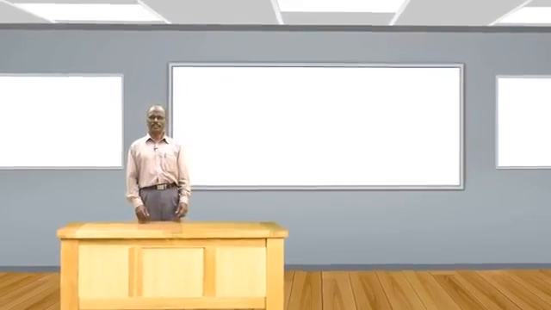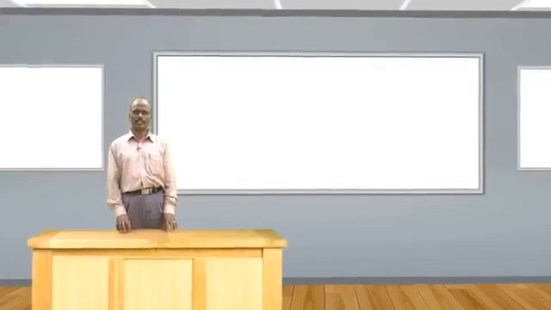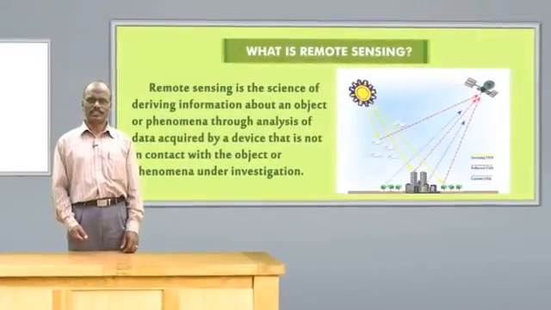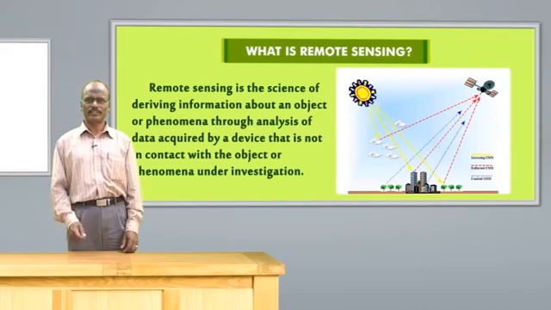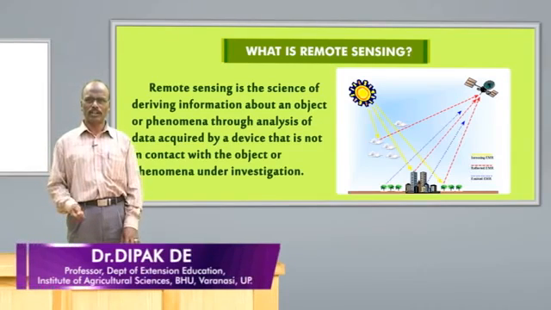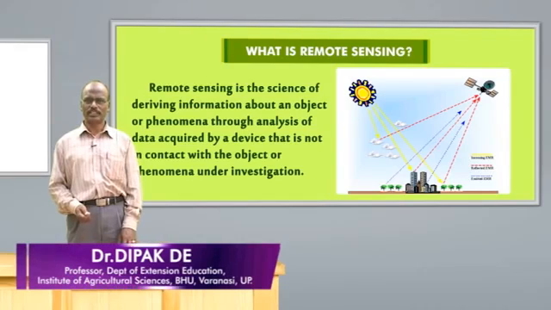Friends, I will be talking about remote sensing, its basics and application in agriculture. What is remote sensing? Remote sensing is the science of deriving information about an object or phenomena through analysis of data acquired by a device that is not in contact with the object or phenomena under investigation.